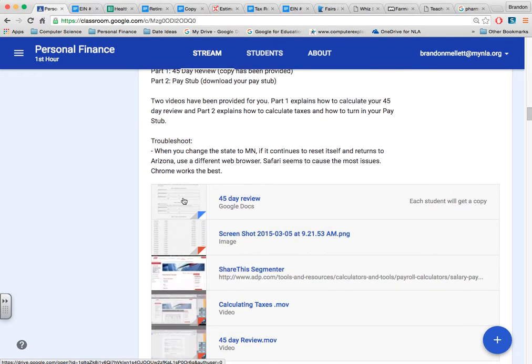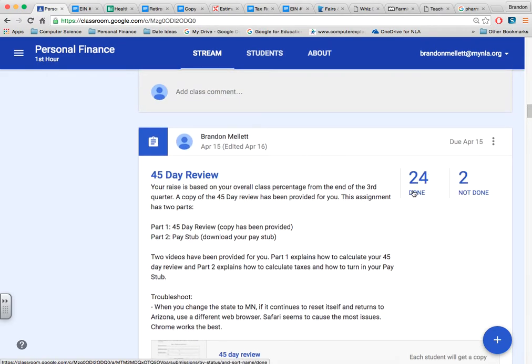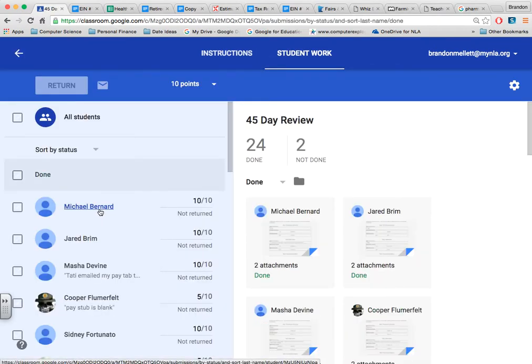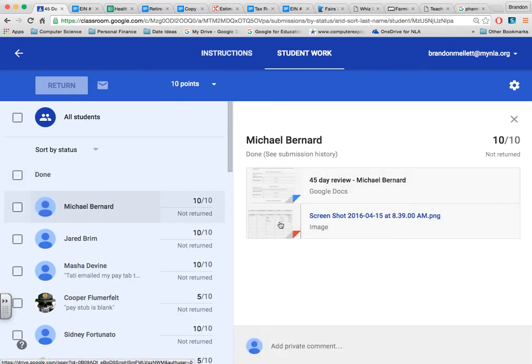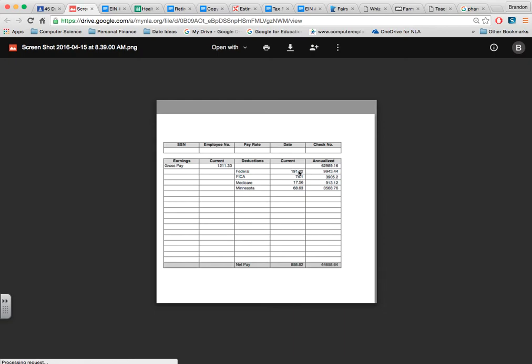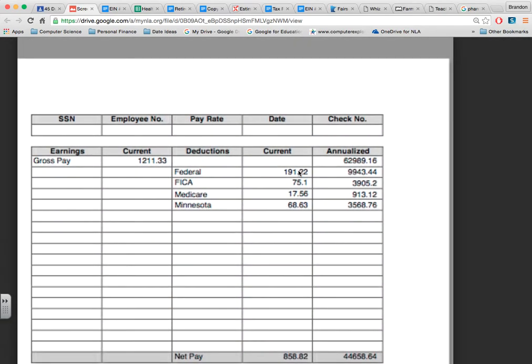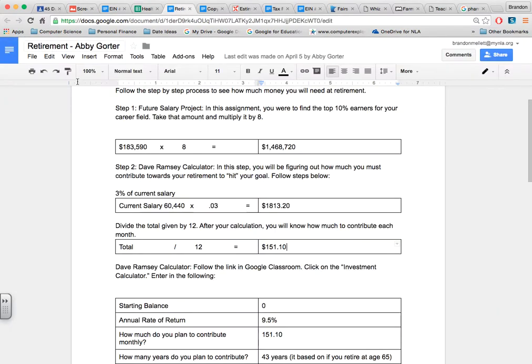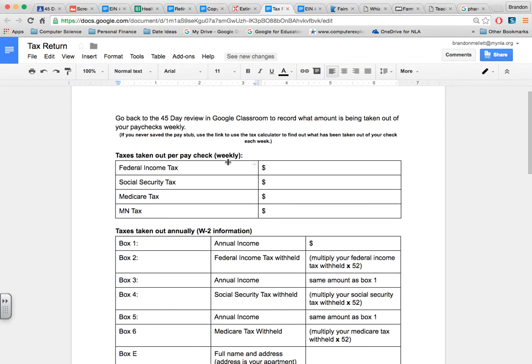So what would you be looking for once you get to this one? You would be going to your account, and you're pulling up your pay stub that looks like this. And in the pay stub, it's going to have your federal, FICA, Medicare, and Minnesota taxes. So these numbers here are what we're going to put into our tax return.